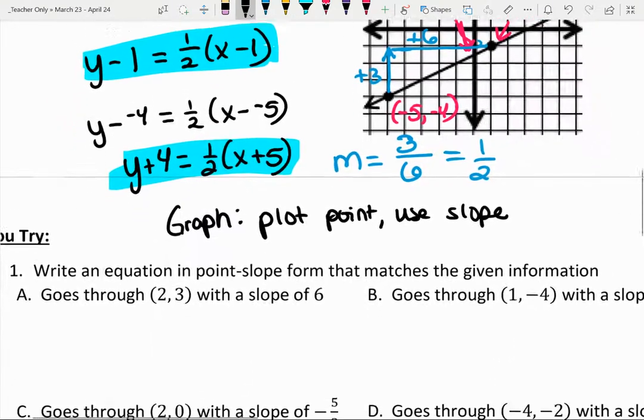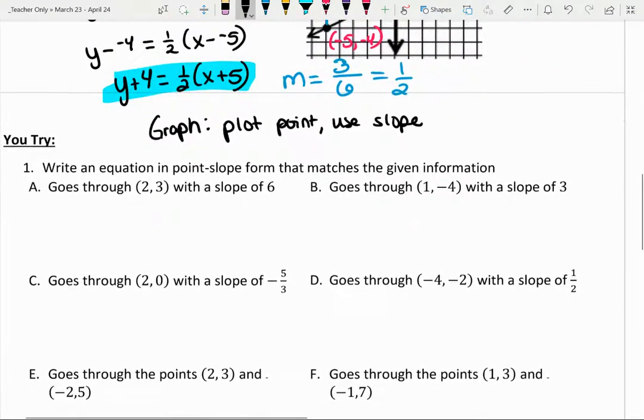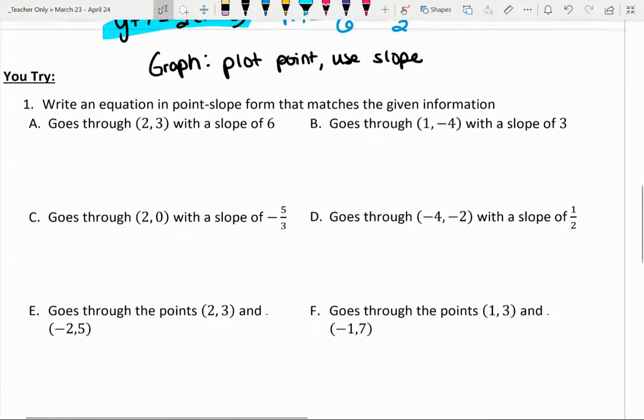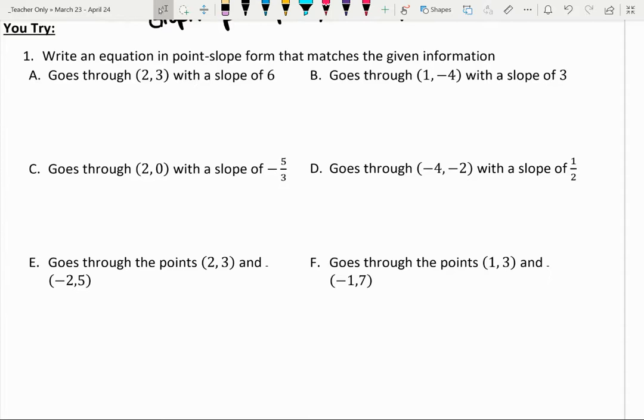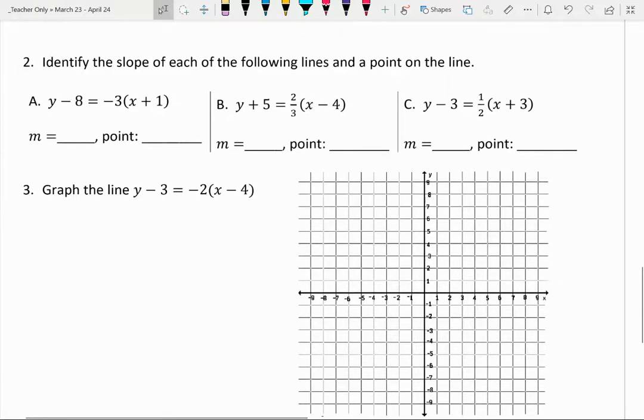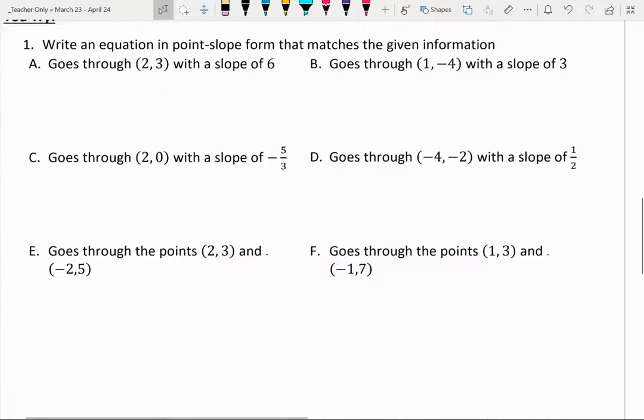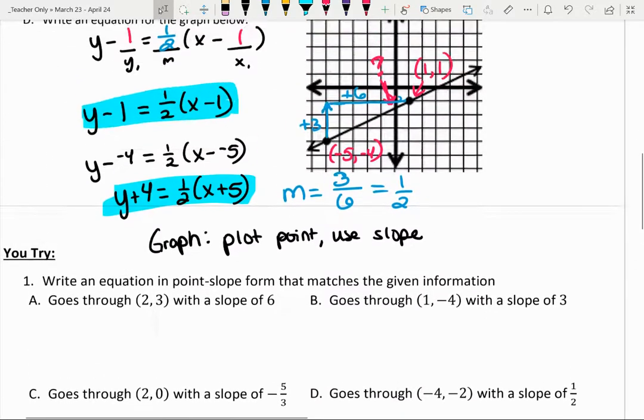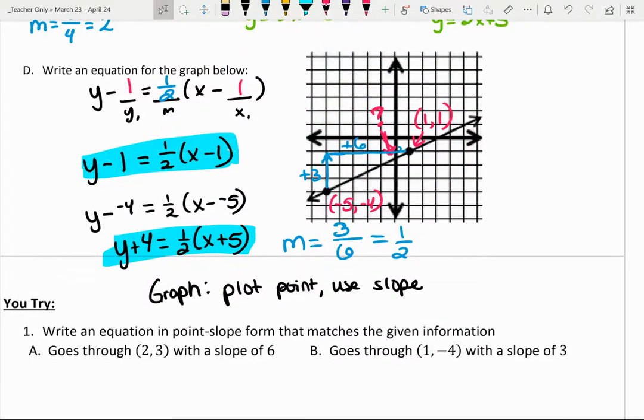So I'm going to leave you now to practice a little bit on your own. You've got some equations to write, including some with slope and some without the slope given. And then you've got just a little bit of practice here, identifying those features and graphing one equation. So do your best with that. Be sure to check your answers and let me know if you have anything.